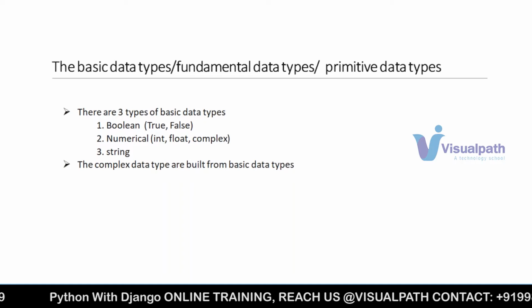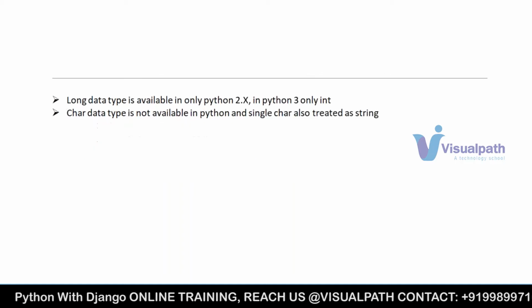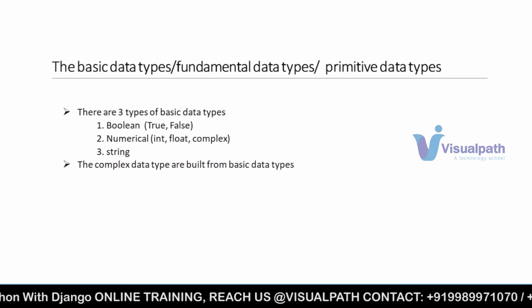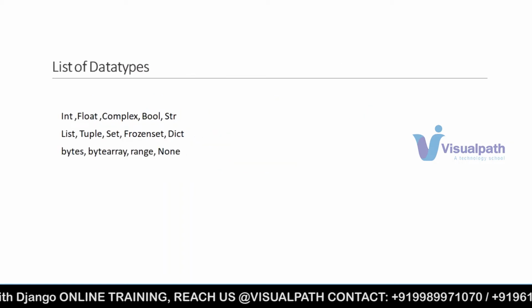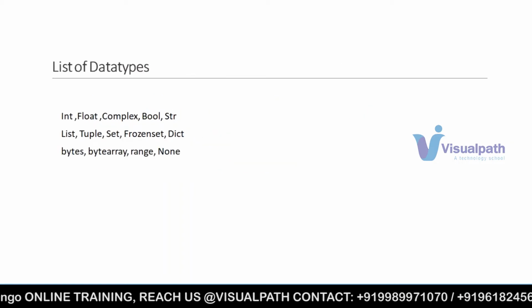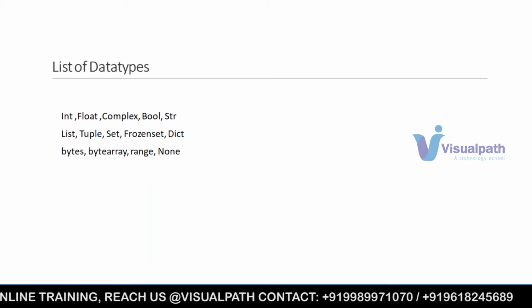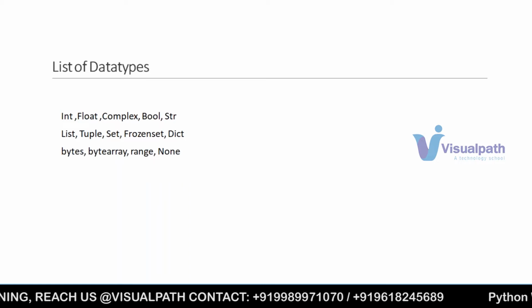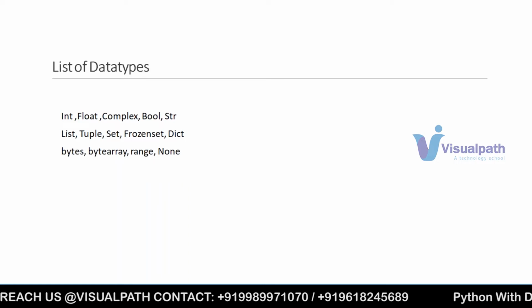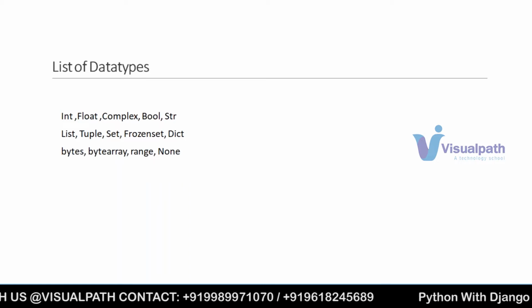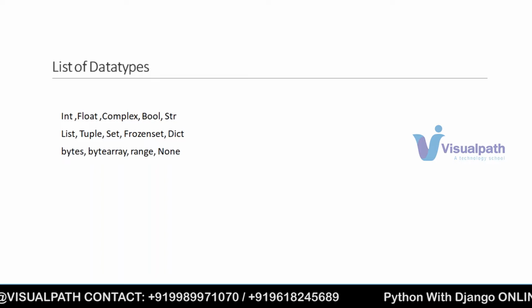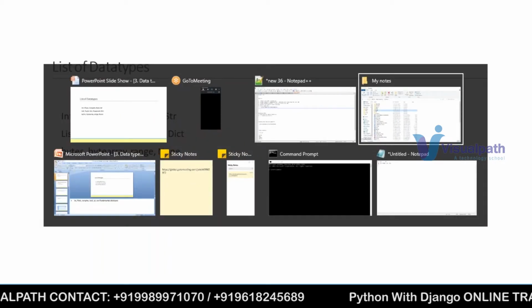Yeah, done, sir. So these complex data types mean these things: list, tuple, set, frozen set, and dictionary. These things we call complex data types. That means these complex data types are built on these fundamental data types. So what does it mean? Now let me show you quickly.